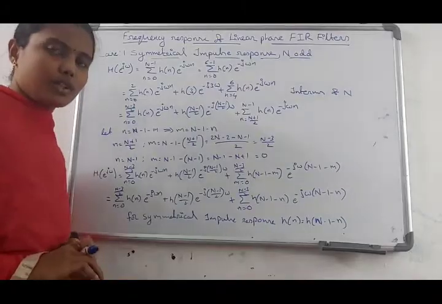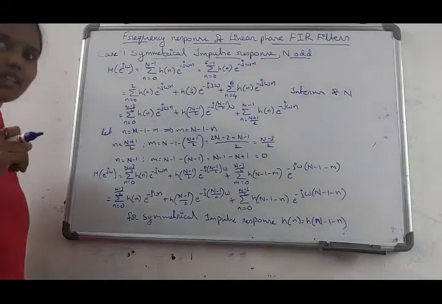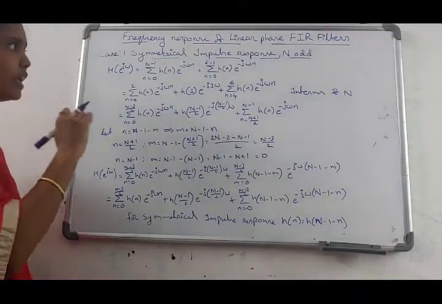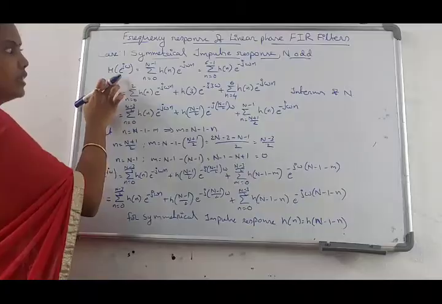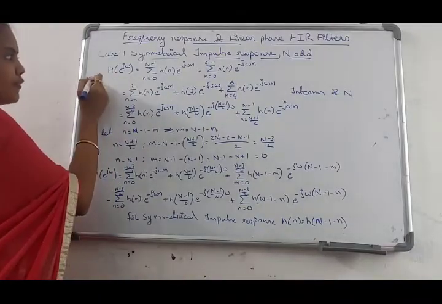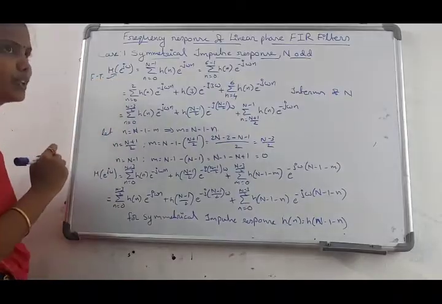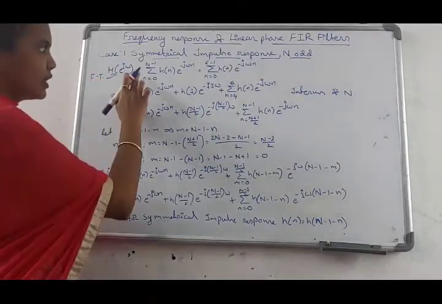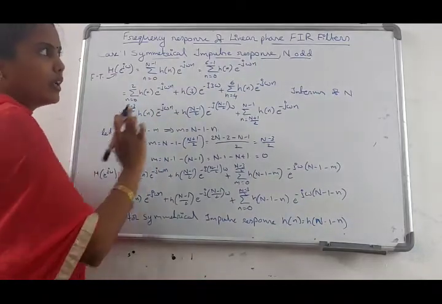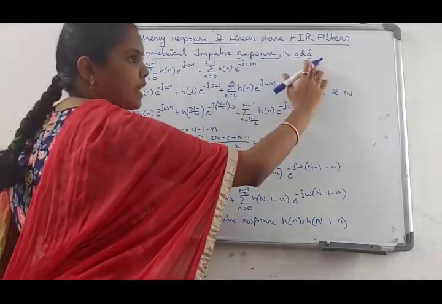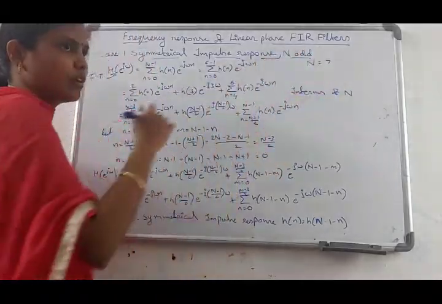So let us consider the first case, that is a symmetrical impulse response when N is odd. Let us consider H of e power j omega, the Fourier transform of the impulse response h of n, that is summation n equal to 0 to N minus 1 of h of n e power minus j omega n. So I am considering N is odd. Let us take N equal to 7.